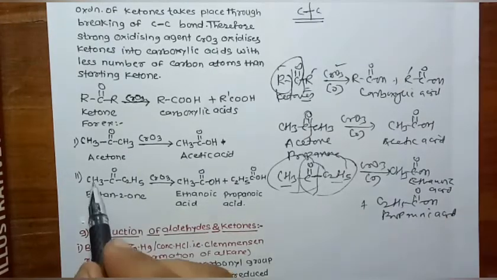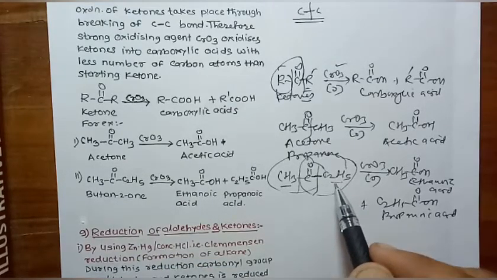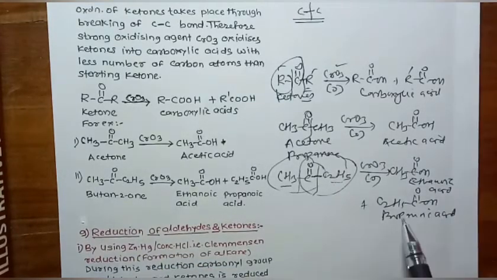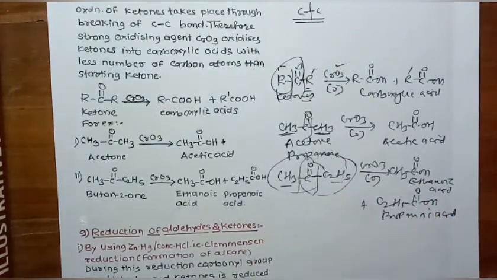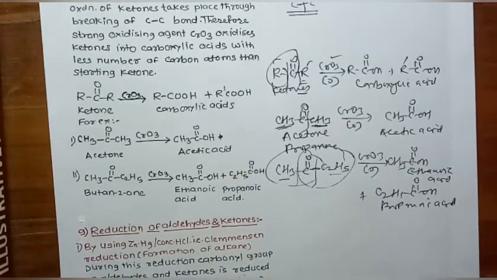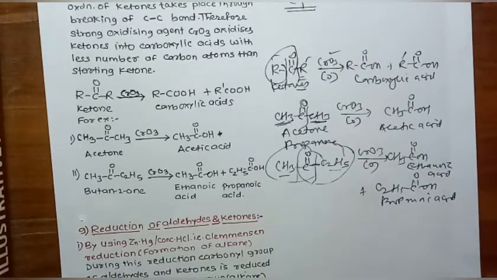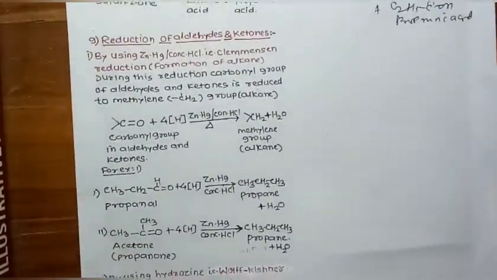If the ketone contains two different alkyl groups, it gives two different carboxylic acids. If both alkyl groups are similar, then it gives only one type of acid. This is regarding the oxidation of ketones. Then after that, the reduction of aldehydes and ketones.